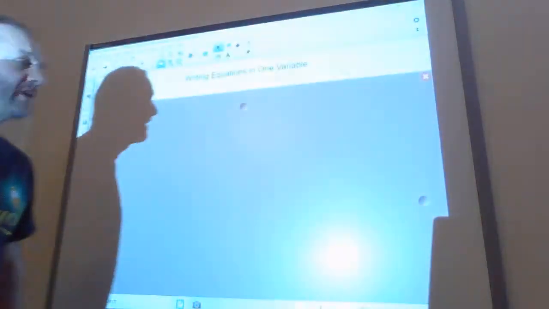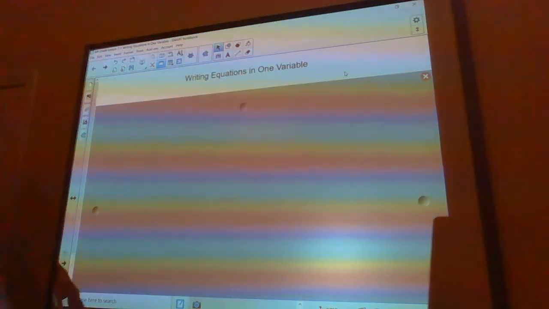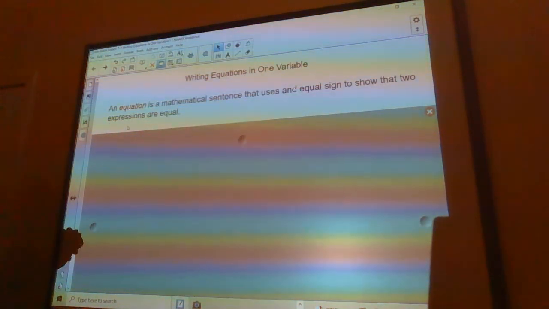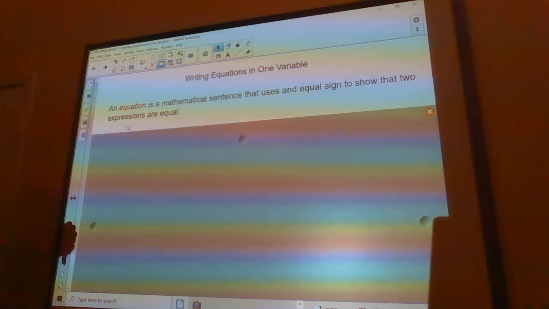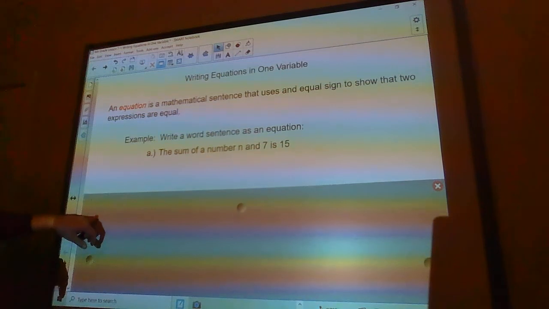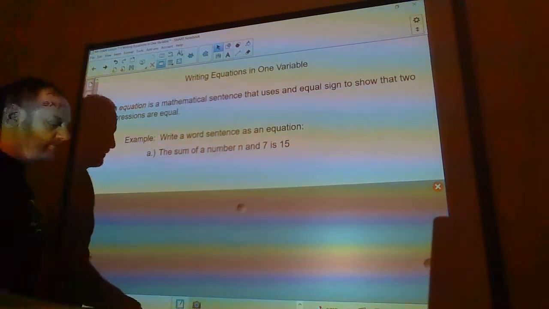Morning, everybody. Today we're going to talk about writing equations in one variable. So an equation is a mathematical sentence that uses an equal sign to show that two expressions are equal. So, for example, write a word sentence as an equation.